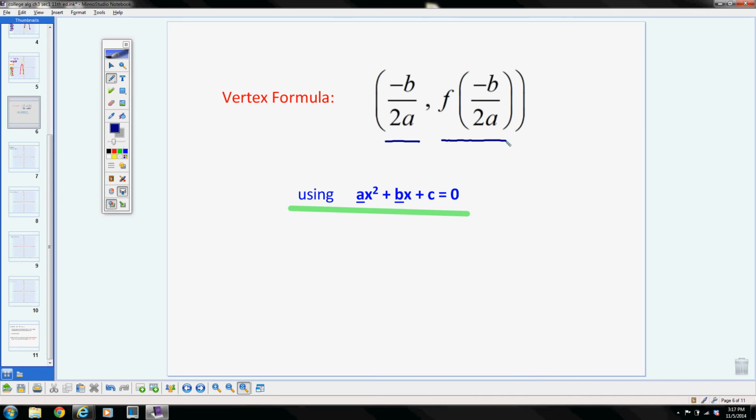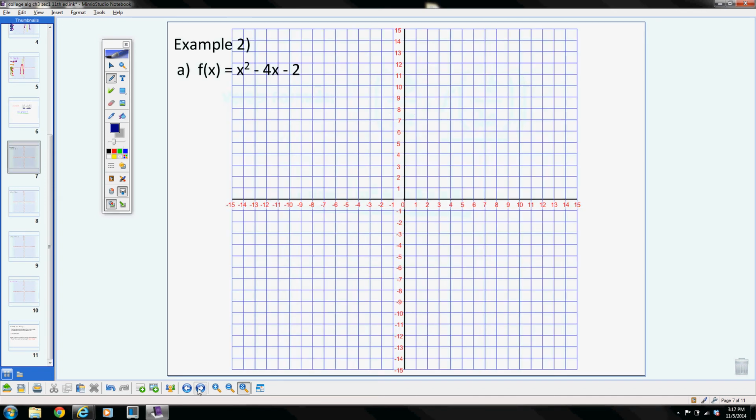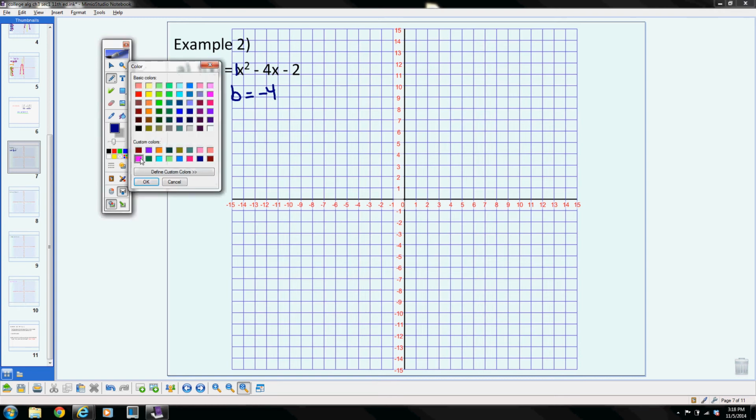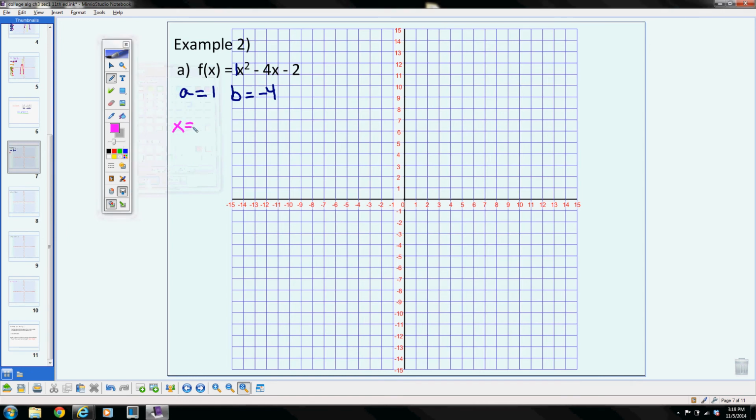So let's try this on an example. On this one, we have x squared minus 4x minus 2. We cannot pick out the vertex. We need to use the formula. So I'm going to get my a. My a would be a 1. That's the number in front of the x squared. My b would be a negative 4. That's the number in front of the x. Now, to get the x value for my vertex, it's going to be negative b over 2 times a. That's going to be a negative 4 over 2 times 1. And that turns out to be a positive 2.